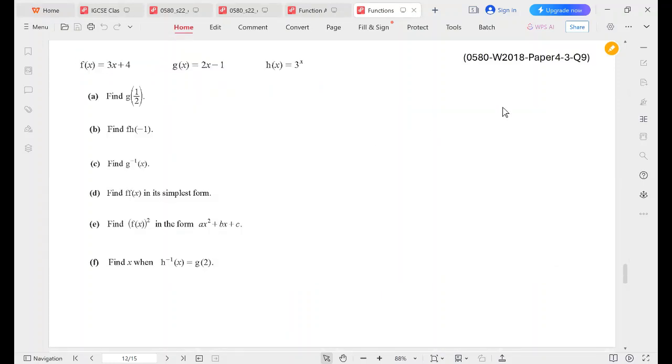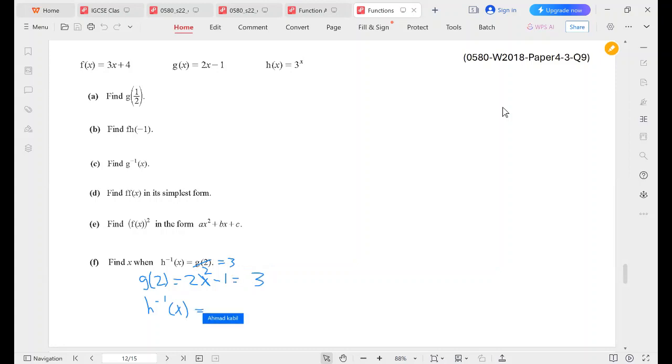In F, we are told find x when h inverse of x equals g of 2. So let's first get g of 2. Excuse me, I'm sorry. So g of x equals 2x minus 1. Here we plug 2 for x. 2 times 2 is 4, minus 1 gives us 3. So g of 2 is equal to 3.